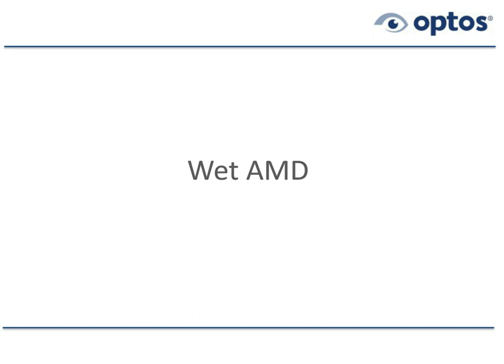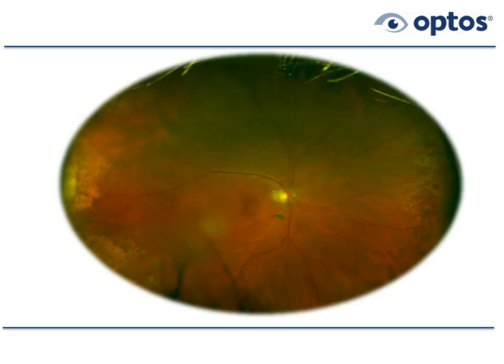Let's talk about wet AMD. This patient is 89 years of age when this picture was taken, and there's not much going on in the macula. If you go out temporally, there's lots of drusen and changes in the retinal pigment epithelium, actually both nasally and temporally.